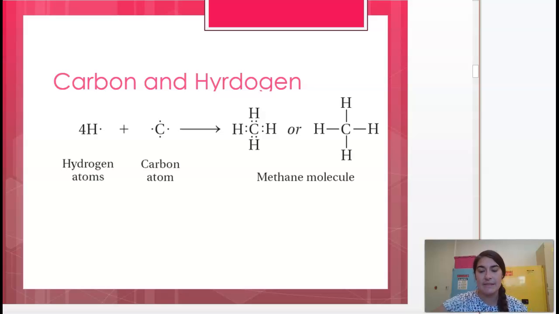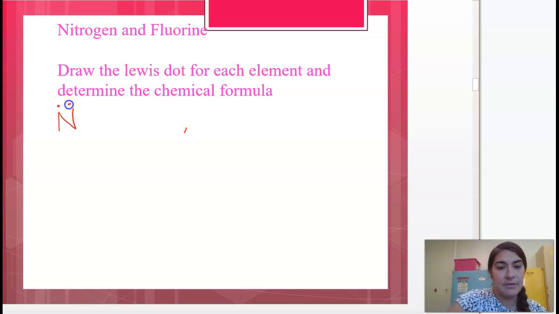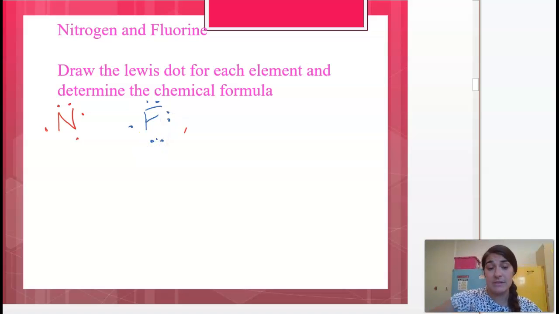Notice there's not this loss of an electron happening. When that sharing occurs, we get this beautiful octet right here around the carbon. So let's look at some more. Nitrogen and fluorine. The best way to do this is start by drawing the Lewis dot for each individual element. You guys worked on this before, so this should just be a refresher. Fluorine, 1, 2, 3, 4, 5, 6, 7. Remember, you're using valence electrons to figure out how many dots to draw.